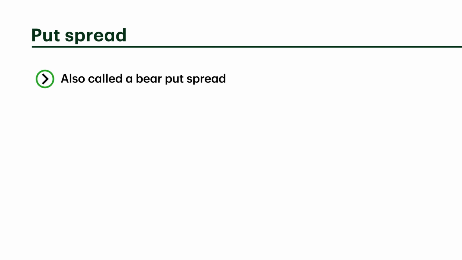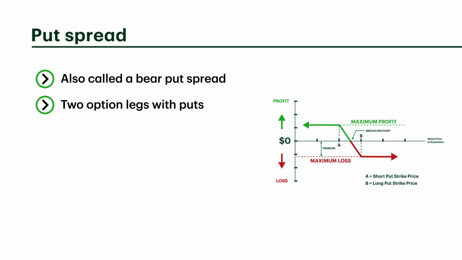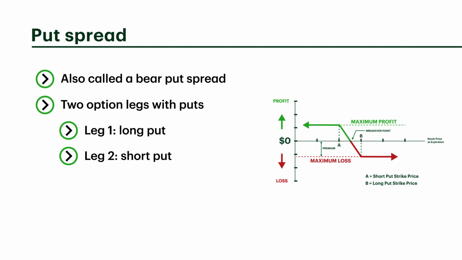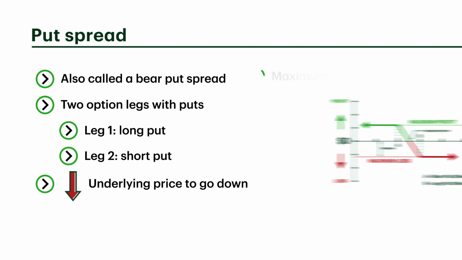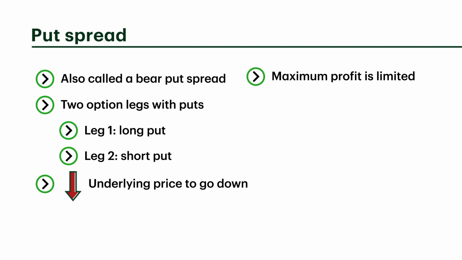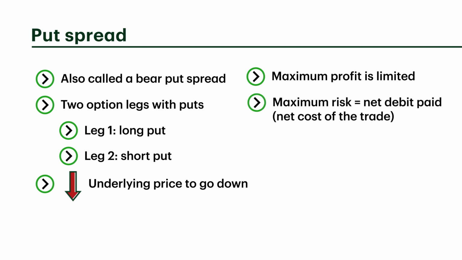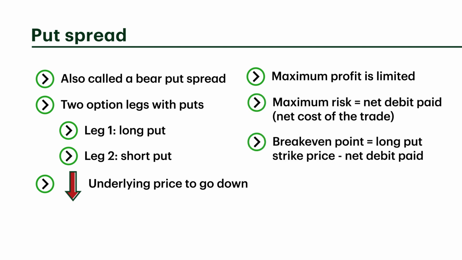Let's summarize what we've learned about buying a put spread. It can also be referred to as a bear put spread. The strategy is made up of 2 option legs with puts. The first leg is a long put and the other is a short put with a lower strike price. Traders want the underlying price to go down. Their maximum profit is limited to the spread between the strike prices minus the net debit paid. Their maximum risk is the net debit paid. And their break-even point is the strike price of the long put minus the net debit paid.